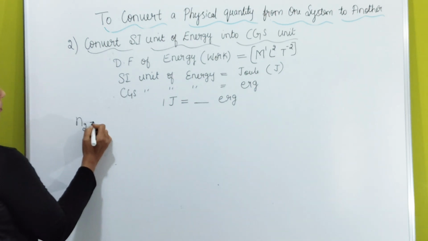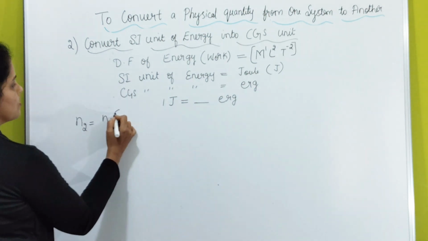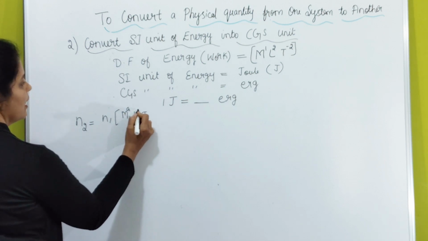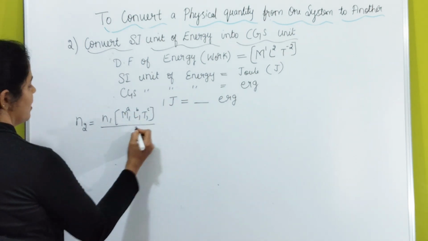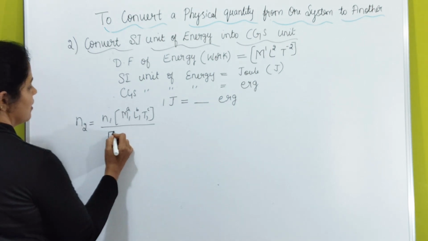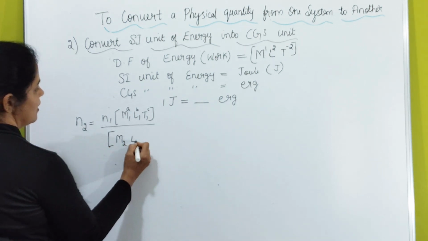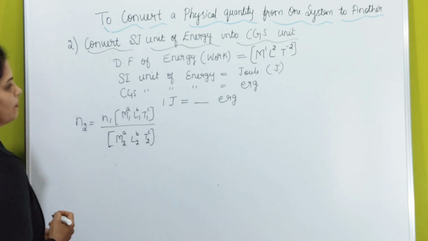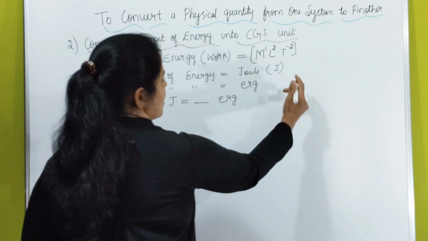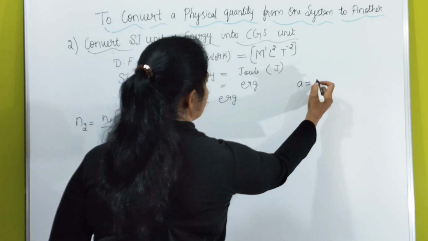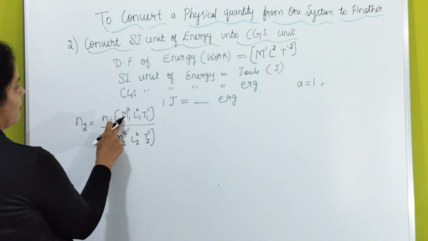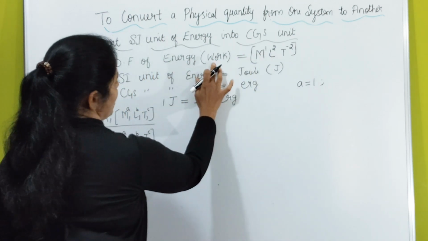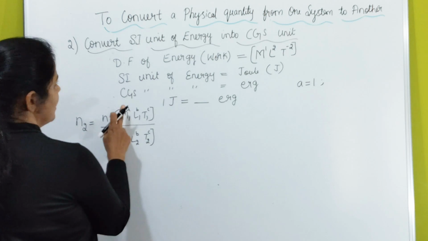the same relation: N2 is equal to N1 into M1 L1 T1 to the power A, B, C divided by M2 L2 T2 to the power A, B, C. Now, using this, let us write what is the power. M to the power A, so what is the value of A? The dimensional formula of work is this one. So, compare now. A is 1.